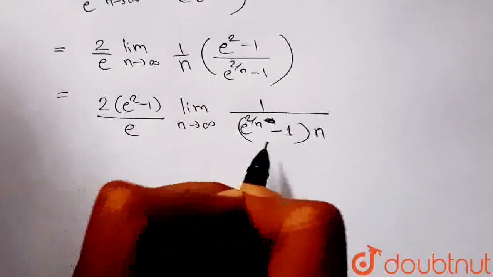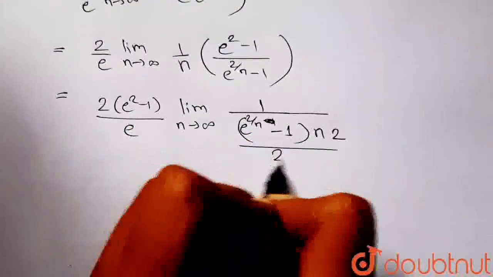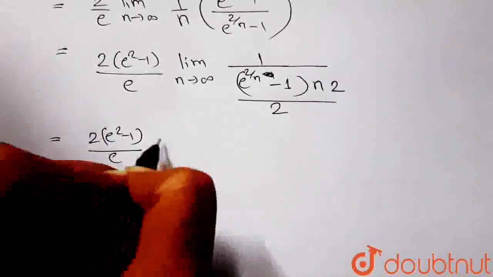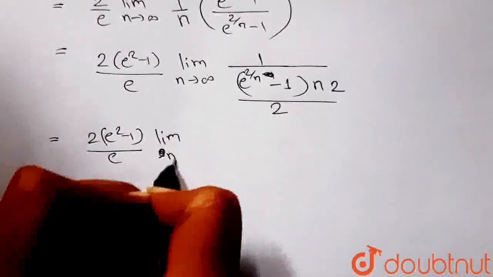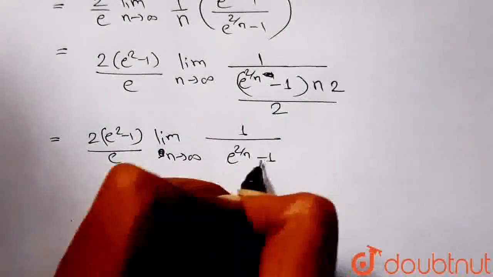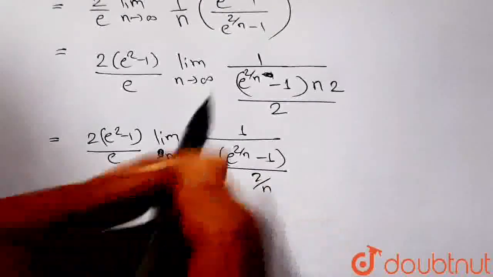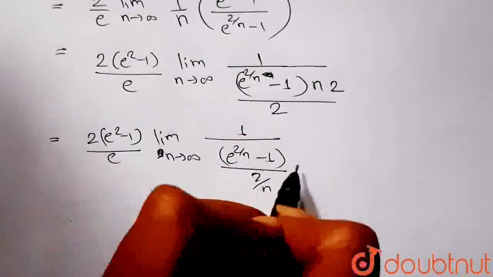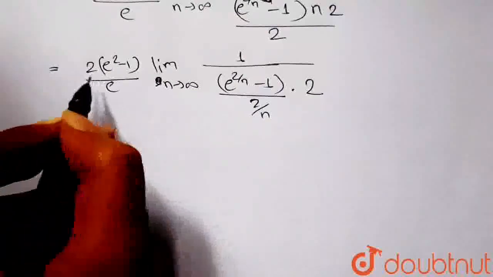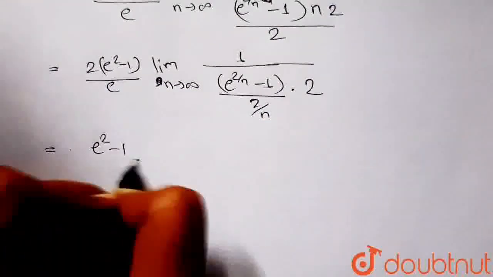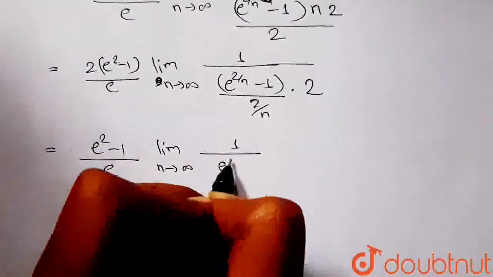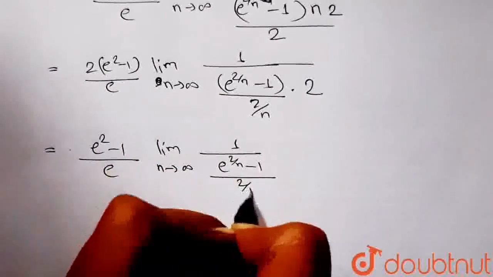So now I am multiplying and dividing this thing by 2. So I can write this as 2 into e square minus 1 divided by e limit n tends to infinity 1 by, I can write this as, e to the power 2 by n minus 1 divided by 2 by n. This n I have taken in the denominator, so that will be 2 by n into 2. So I'm taking this 2 outside, so this 2 will cancel out this 2. So here we will have e square minus 1 by e limit n tends to infinity 1 by e to the power 2 by n minus 1 divided by 2 by n.